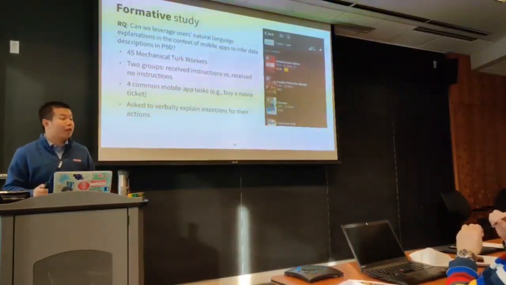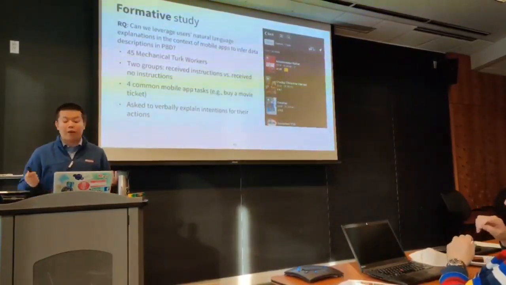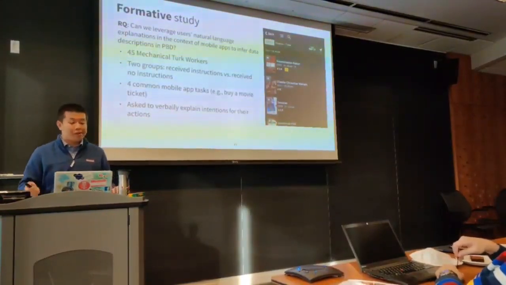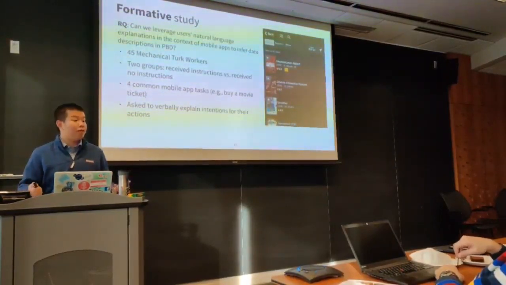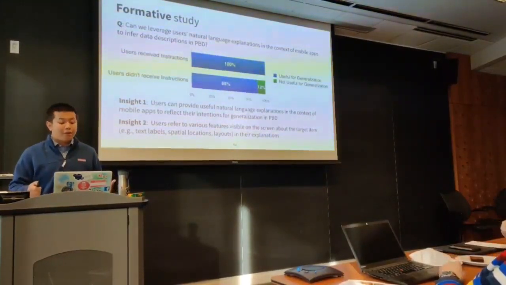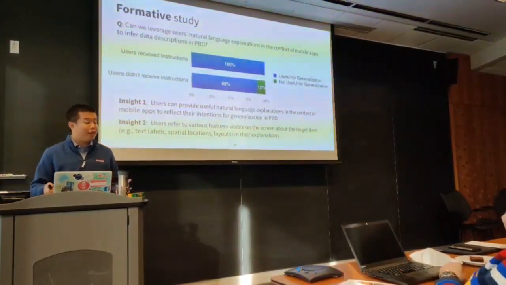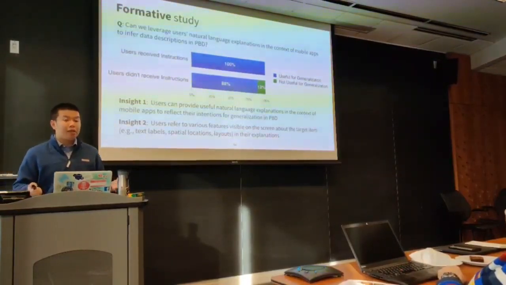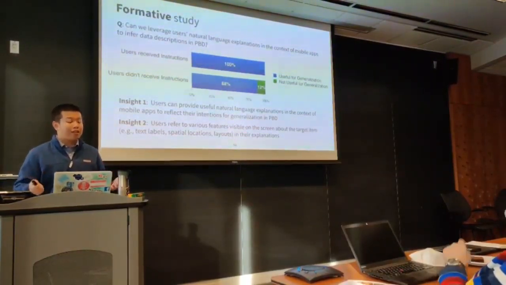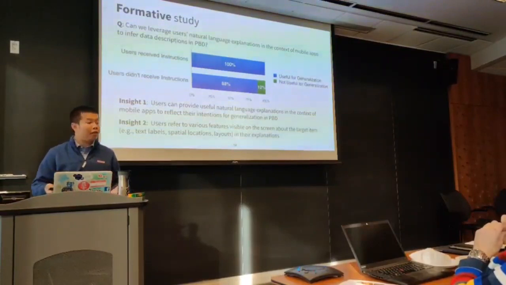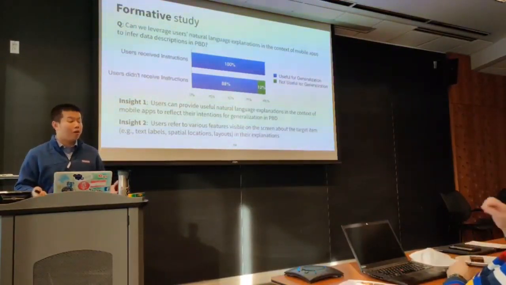We conducted a formative study to evaluate if users are able to explain their ambiguous actions in GUIs. I'm going to skip the study design details. You can refer to the proposal document if interested. But the two main insights are, first, when we ask the users to verbally explain what they're doing, what they say are actually useful for inferring data descriptions for demonstrated actions. Second, in their explanations, they refer to many different kinds of features that are visible on the screen, such as text labels, spatial layouts, and also hierarchical structures of GUI elements.